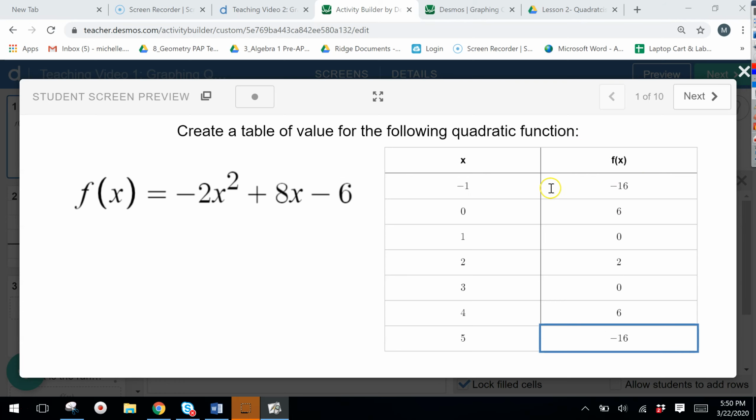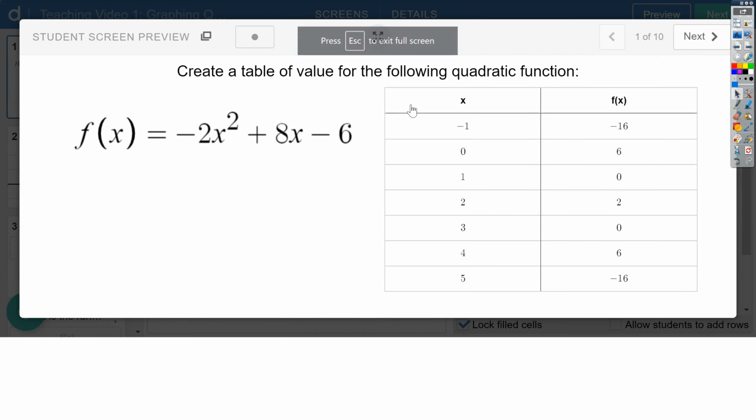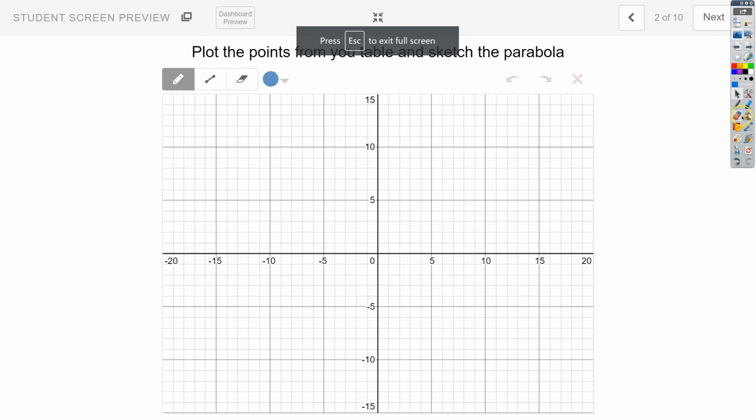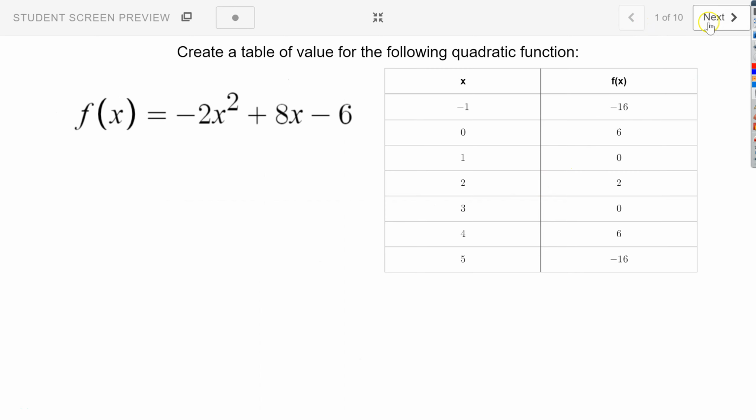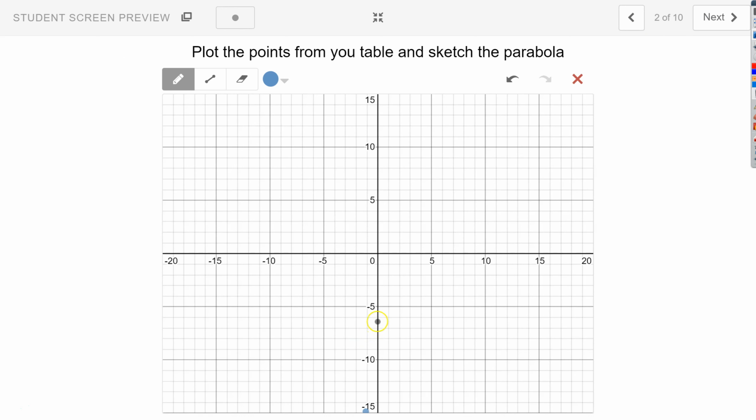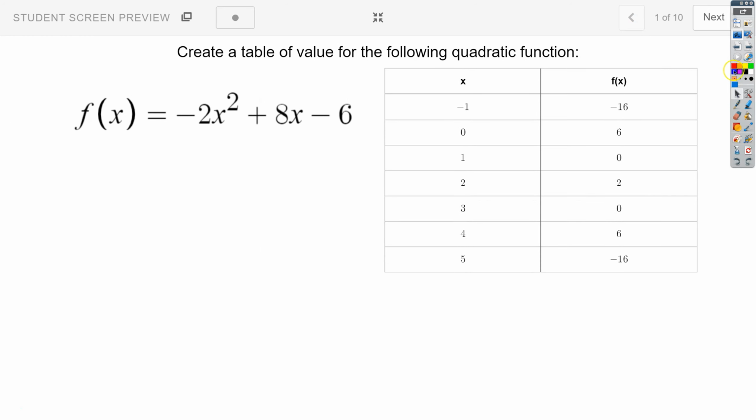to graph them. So the first point that we have here is negative 1, negative 16. So negative 1, negative 16 would be all the way down here. Okay, and then the next point that we have is 0, 6. It's our y-intercept. So 0, negative 6. That's what we had put here. We should have put negative 6.